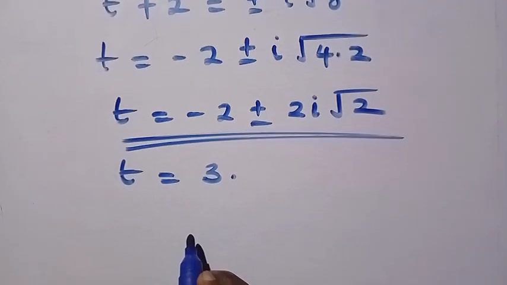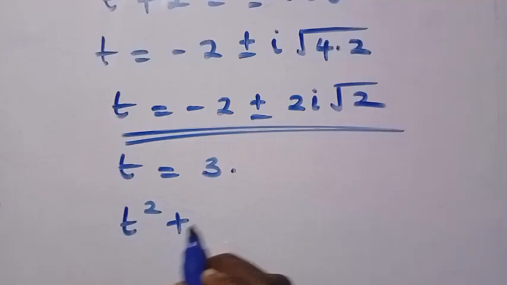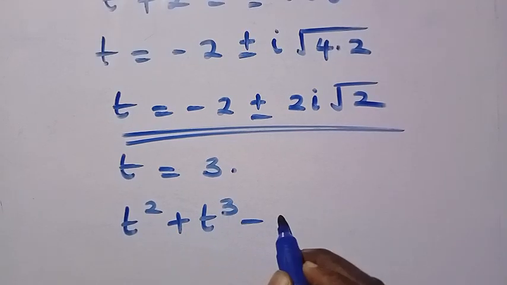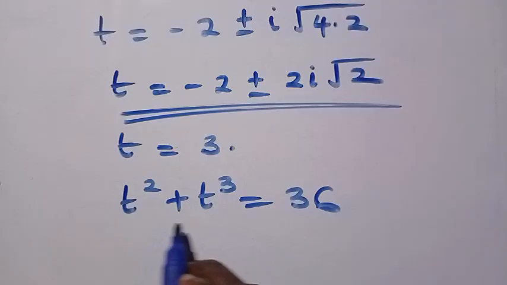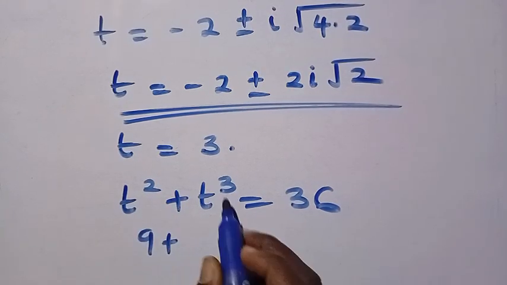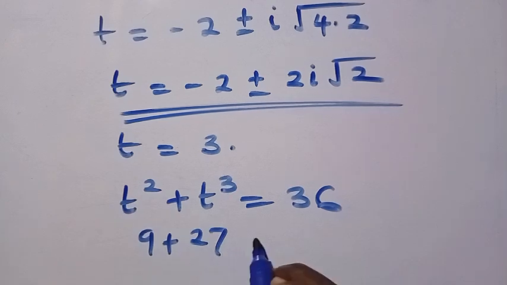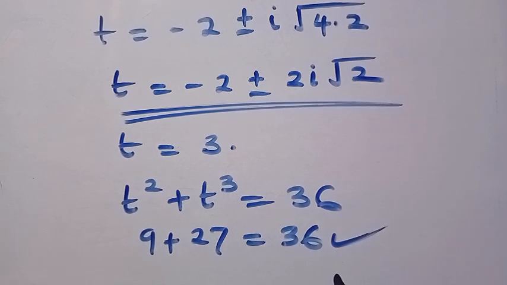I've checked earlier that if we substitute this t into t squared plus t cubed equals 36, we get the same values on the left hand side and the right hand side. 3 squared is 9 plus 3 raised to power 3 is 27, and everything equals 36. This is how we solve this problem.